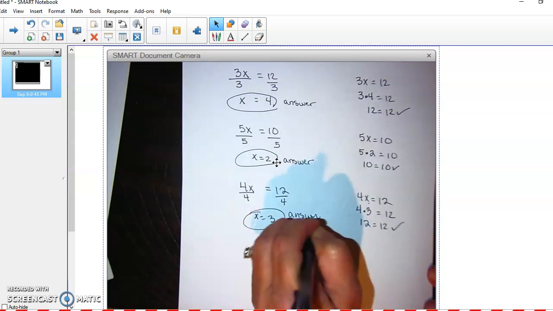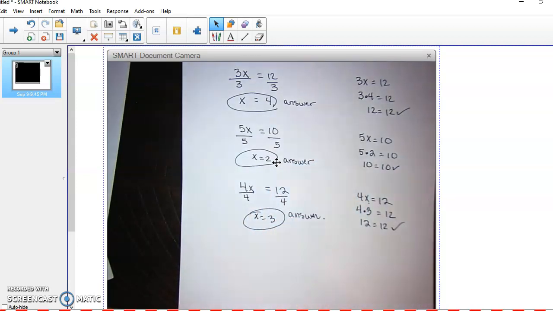We have more we need to practice, but these are the ones we're going to start with today. Okay? And then we'll have some practice. I'll load some things on. Okay?